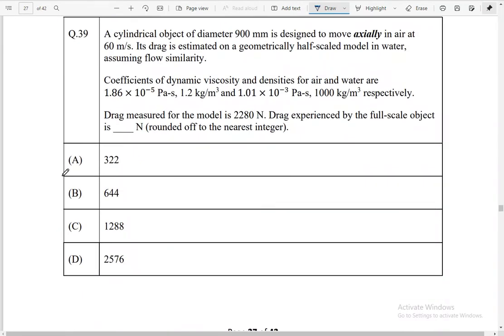For question number 39, a cylindrical object of diameter 900 mm is designed to move axially in air at 60 meters per second.